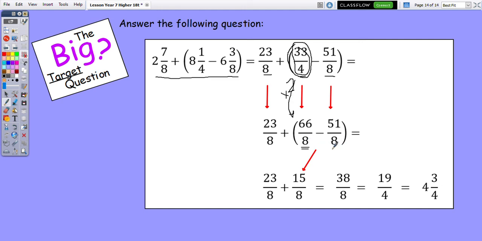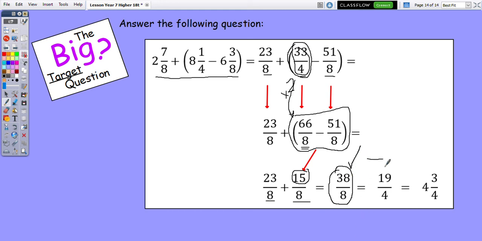Once they're all the same, I can then just add and subtract them. So I did this bit first because it's the bracketsy bit. I did 66 subtract 51, and that gives me 15/8. And then all I've got to do is add this to the 23 over 8. Now, because these are the same, I don't have to do anything special. I just need to add the numerators. Well, 23 plus 15 is 38. And that's all over 8. Now, if you got that far, that's brilliant, because that is the answer.